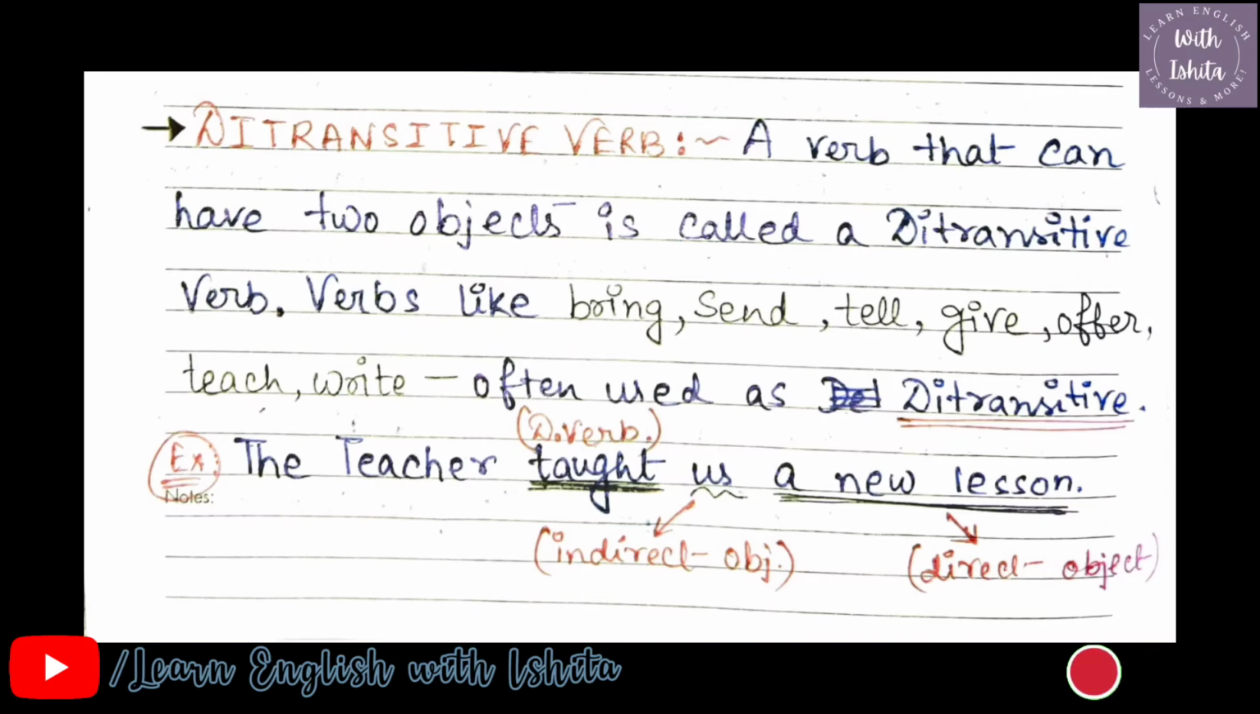Now, ditransitive verb. A verb that can have 2 objects is called a ditransitive verb. Verbs like bring, send, tell, give, offer, teach, write, etc. are often used as ditransitive verbs. For example, the teacher taught us a new lesson. In this sentence, taught, the verb, is a ditransitive verb. Us here is an indirect object. A new lesson is the direct object.